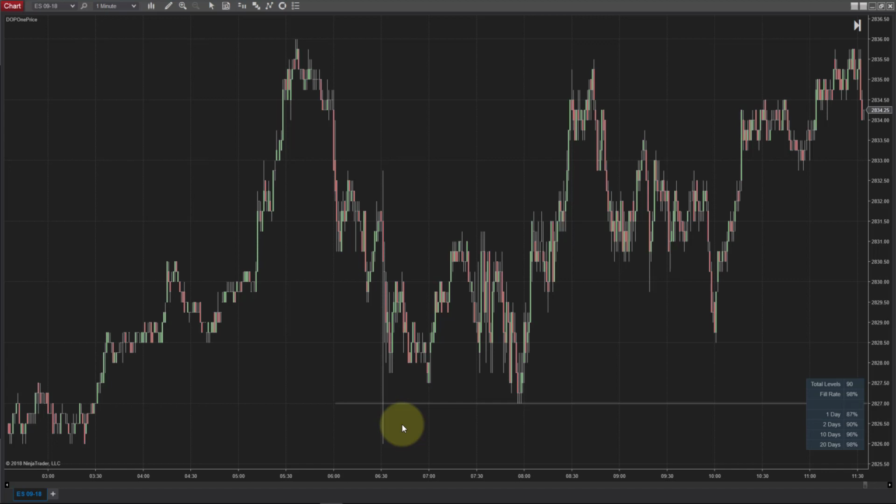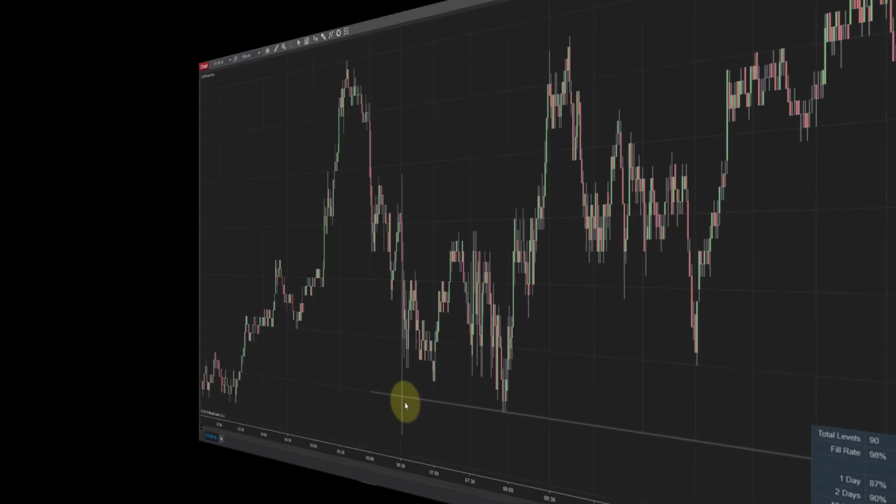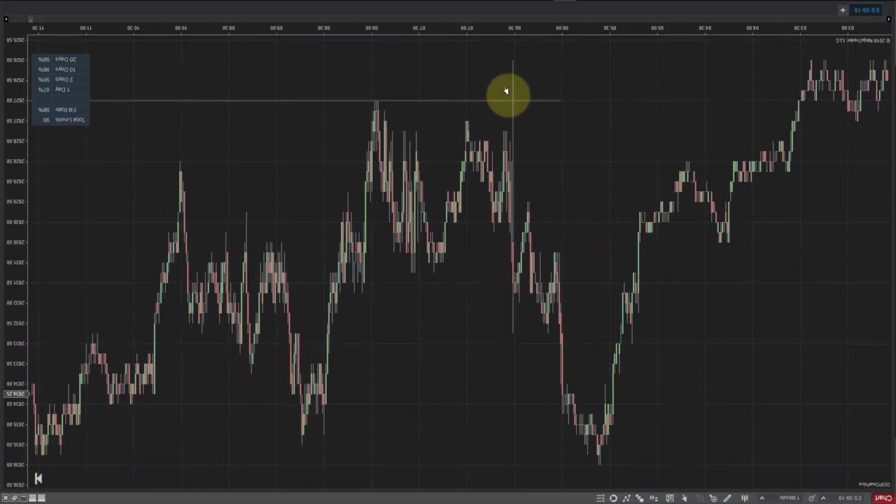So the second way is to test it as support. If this chart was flipped upside down, this of course would be resistance, so we would test it as resistance. If price is coming up to one price, then we would test it as resistance. Okay, so that's the second way.